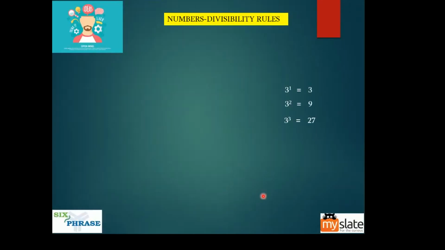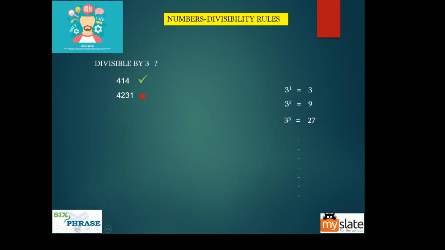Now, again, for 3 power 1, 3 square, 3 cube, we have a very similar divisibility check that we can derive from this. So, guys, for 3, if you have to check if the number is divisible by 3, what should you do? You have to add all the digits. Okay. You add all the digits.